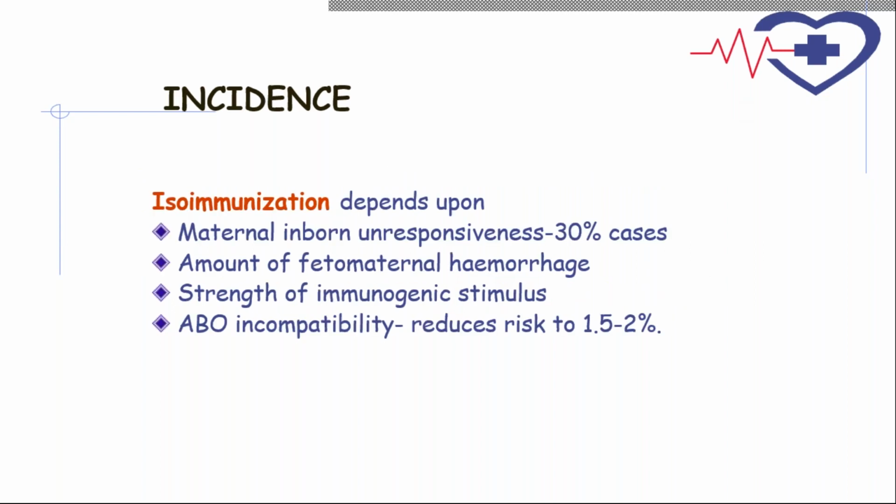Coming to incidence of Rh immunization, the incidence will mainly depend upon the maternal inborn unresponsiveness, that is in 30% of the cases, the amount of feto-maternal hemorrhage that has occurred, the strength of the immunogenic stimulus that we discussed, that the most immunogenic is capital D, then ABO incompatibility. ABO incompatibility reduces the risk to 1.5 to 2%.